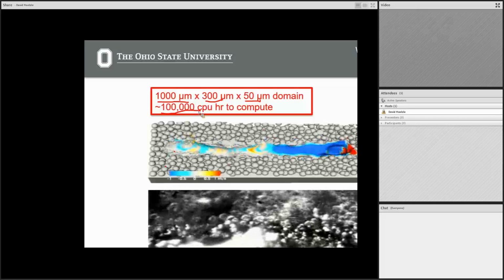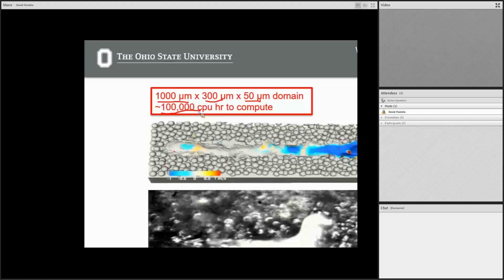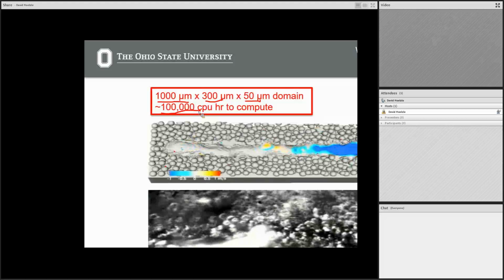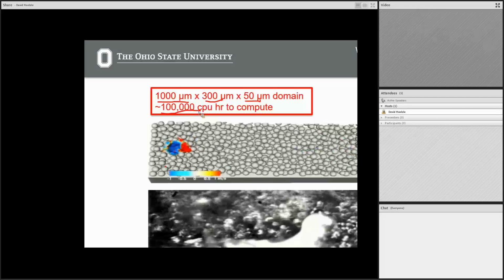Yes? So is this only one powder layer on top of the substrate? Yeah, exactly. So this is assuming that you have a piece of metal, and this would be like the very first layer that you're doing with randomly placed powder on it.